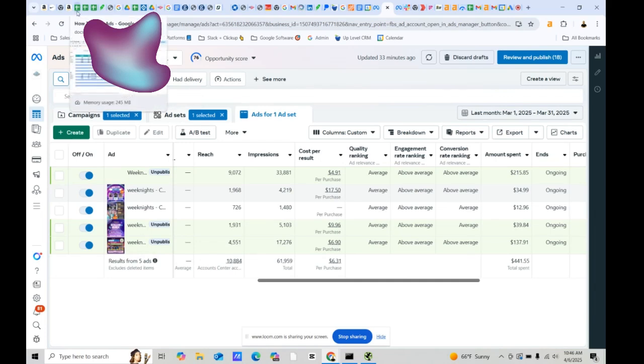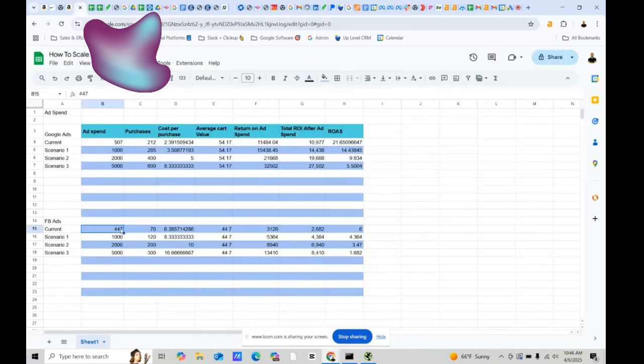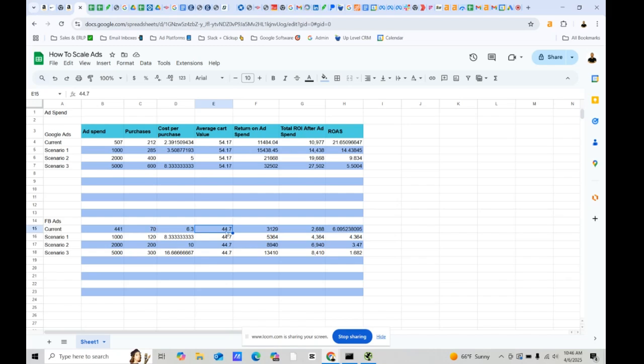Let's go back here again. Okay. All right, so we have so many purchases, $441. So about a $6.30 cost per purchase. And the average cart value is approximately $44.70. So once again, if we were to multiply this out, we multiply 70 times the average cart value.